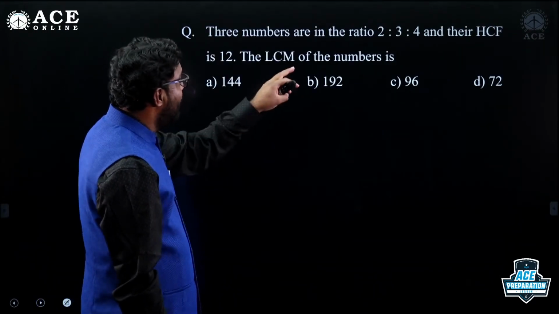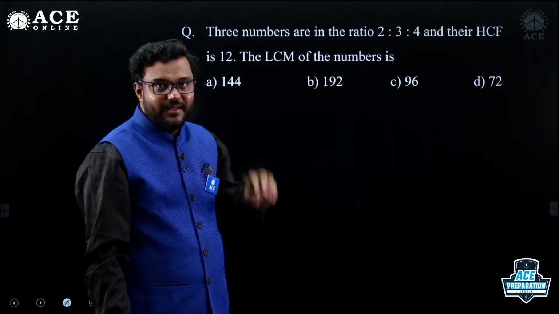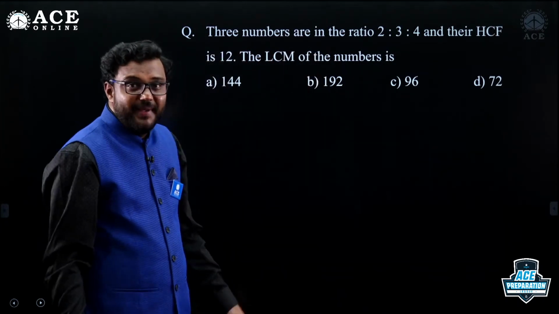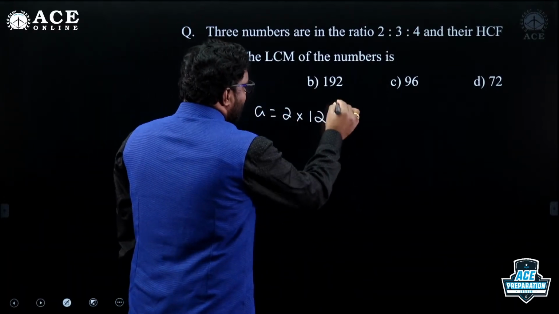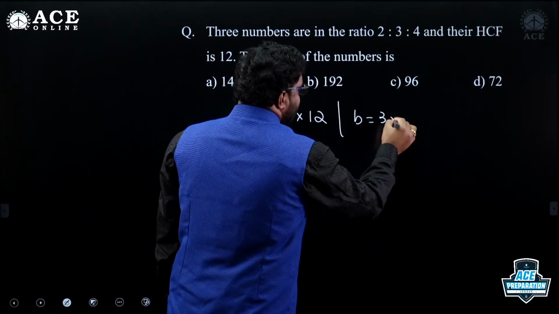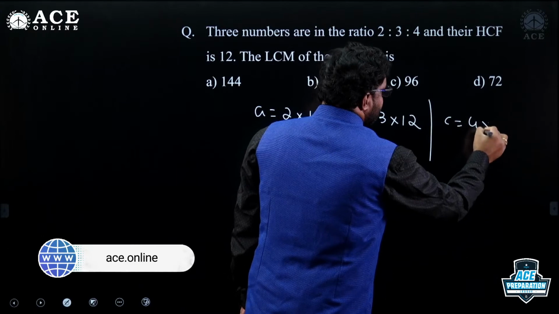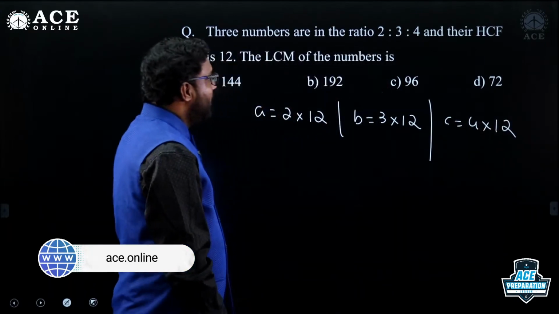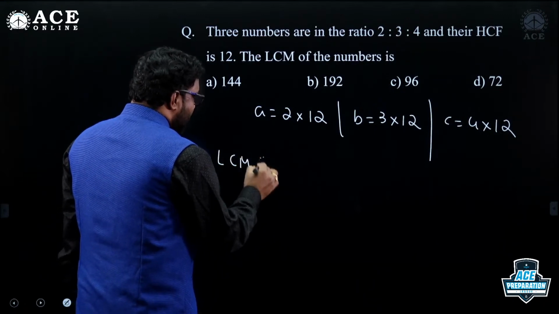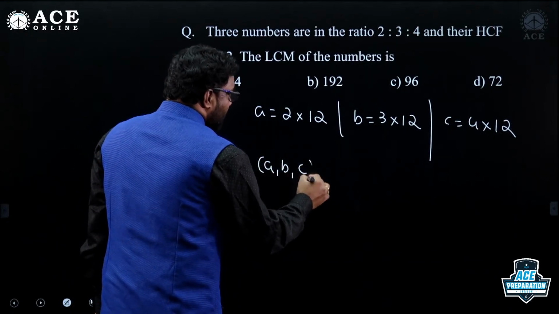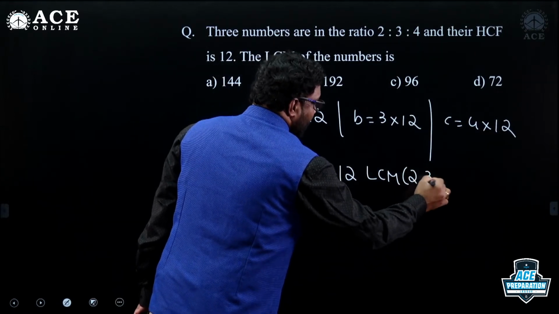Ratio related right now. Here HCF is given as 12 for 2, 3, 4. Meaning what are the three numbers? A is 2 into 12. B is 3 into 12. C is 4 into 12. Now we have to calculate the LCM for those three numbers. Okay, as we discussed, the 12 we should put it out. You take LCM for 2, 3, 4. This is the short way, my dear friends.